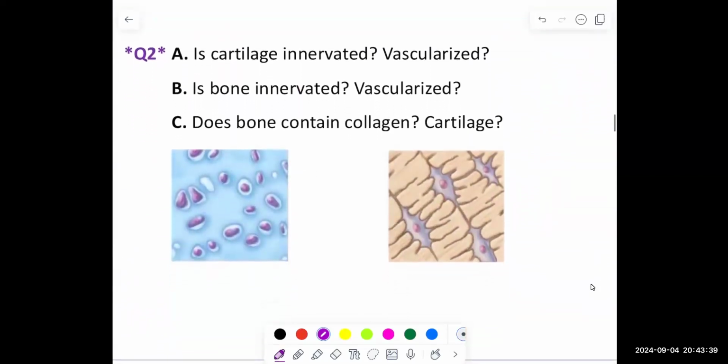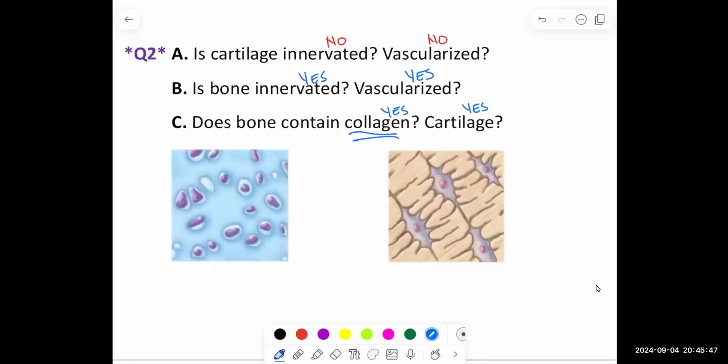Oh, I meant to tell you that earlier, giving you all the answers right before I ask you. Is cartilage innervated? What are you going to tell me? No. Is it vascularized? No. Is bone innervated? Yes. It hurts when you break bones. Is it vascularized? Yes. Bones will bleed. Do bones contain collagen? Yes. Does cartilage contain collagen? Yes. They both contain so much collagen.